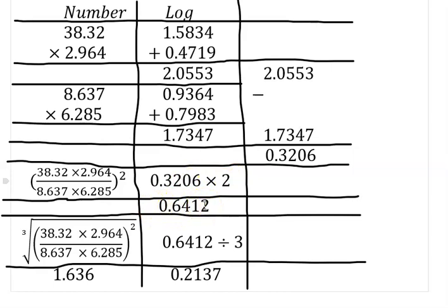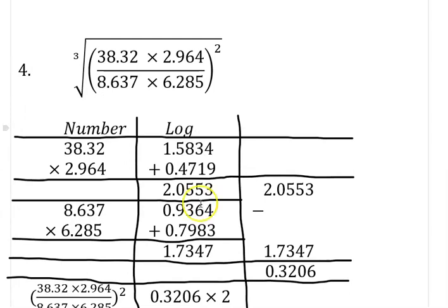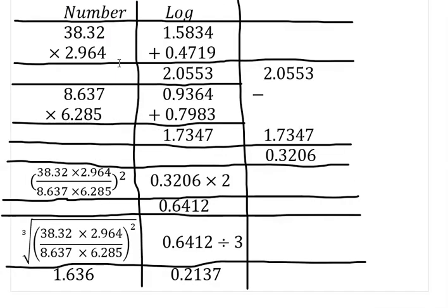Awesome. But don't forget, everything here is in cube root. So we've done all we have in here, what is remaining is the cube root. Since it's cube root, we divide all our results here by 3. Everything here, this is it. 0.6412 divided by 3. Punch your calculator to give you 0.2137. Beautiful.